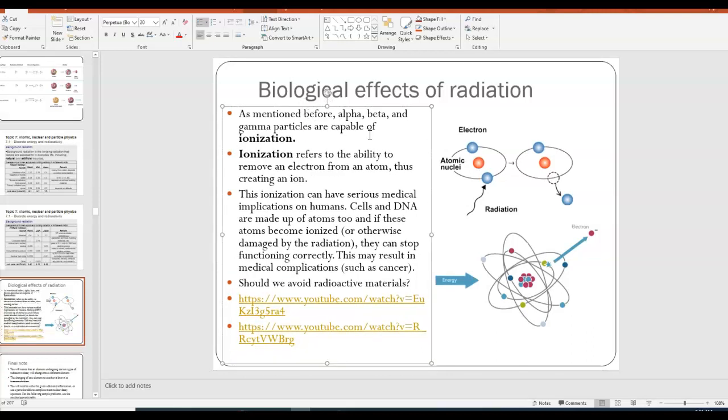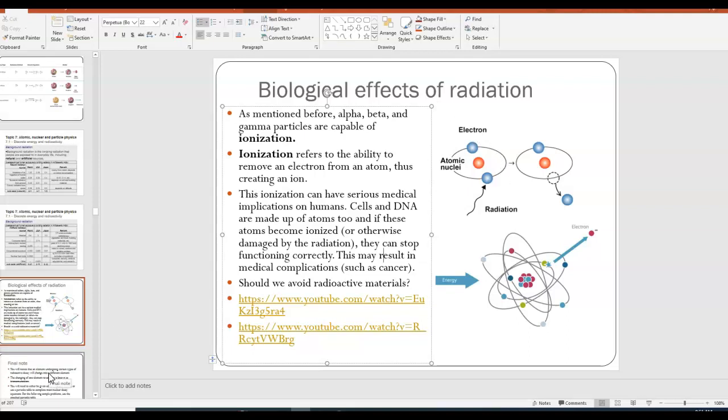The biological effects of ionization I'm not going to get into because that's a little outside my field of expertise. But like I said, I am going to link these videos down below. I can tell you that ionization can have serious medical implications for humans because cells and DNA are made of atoms, and if those atoms become ionized or otherwise damaged by radiation, they can stop functioning correctly. Okay, which can result in medical complications, mutations, cancer, death, stuff like that. Okay, and there's no way to completely avoid radioactive materials because, again, there's natural radiation all around us. Okay, so watch these two videos I'm going to link down below, and they're going to talk about ionizing radiation and some of the biological effects of ionizing radiation.